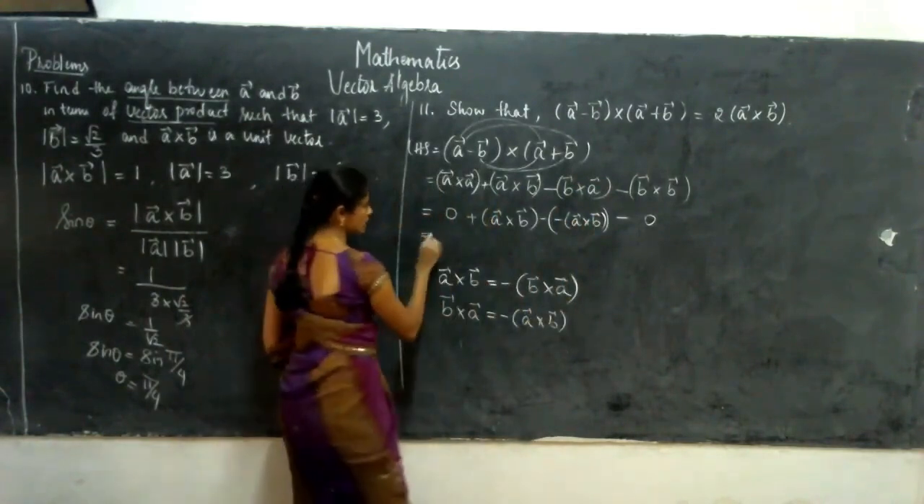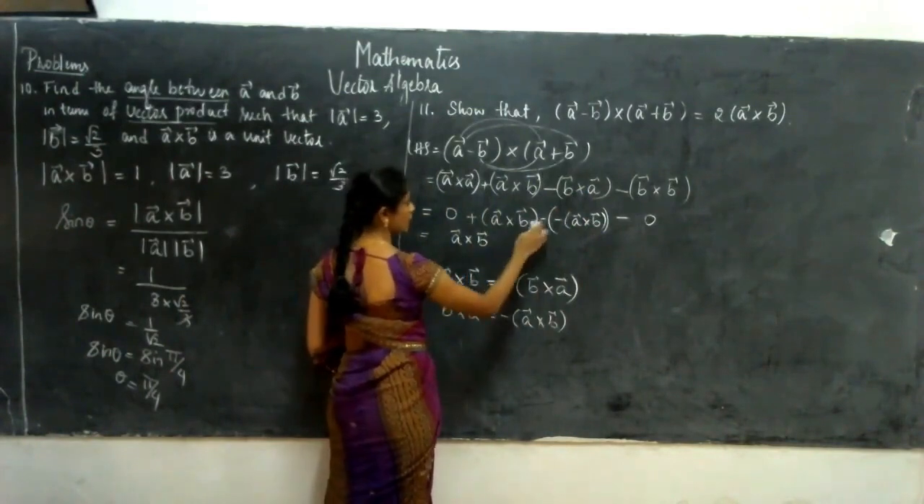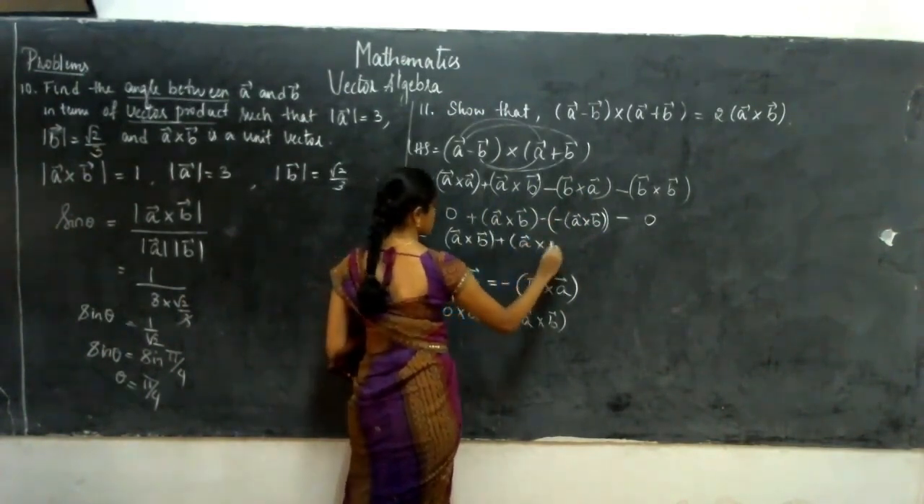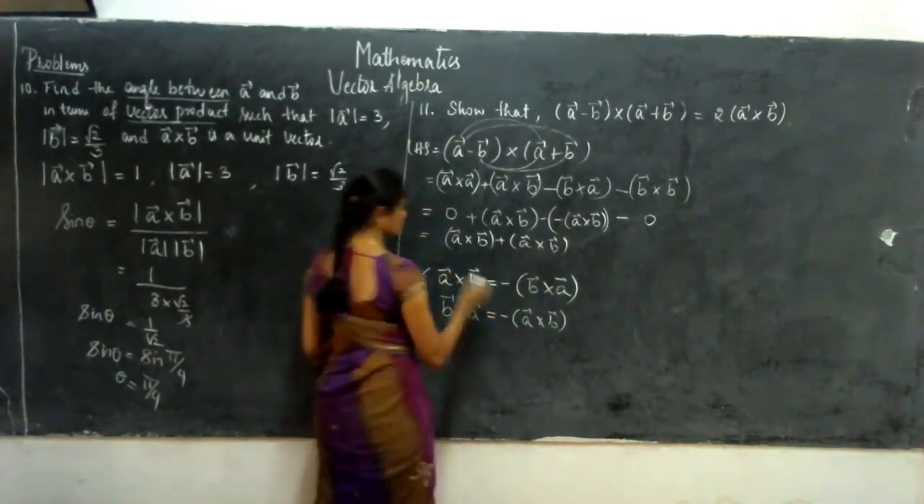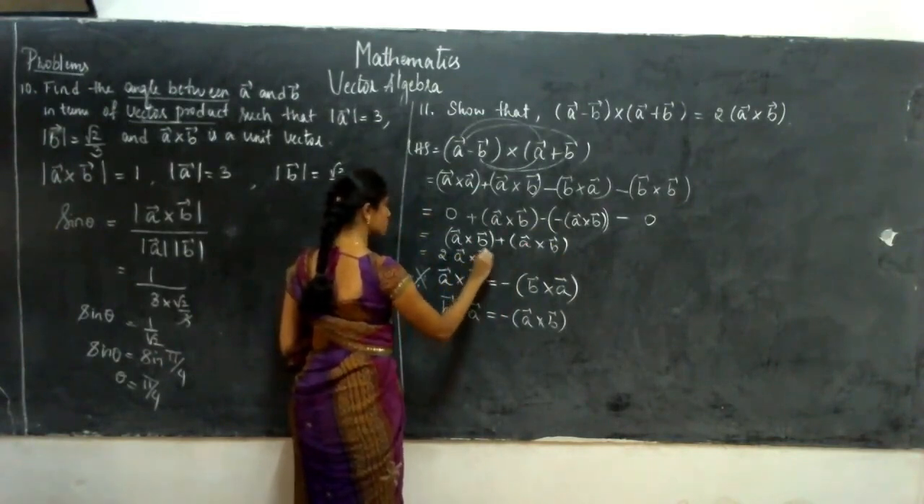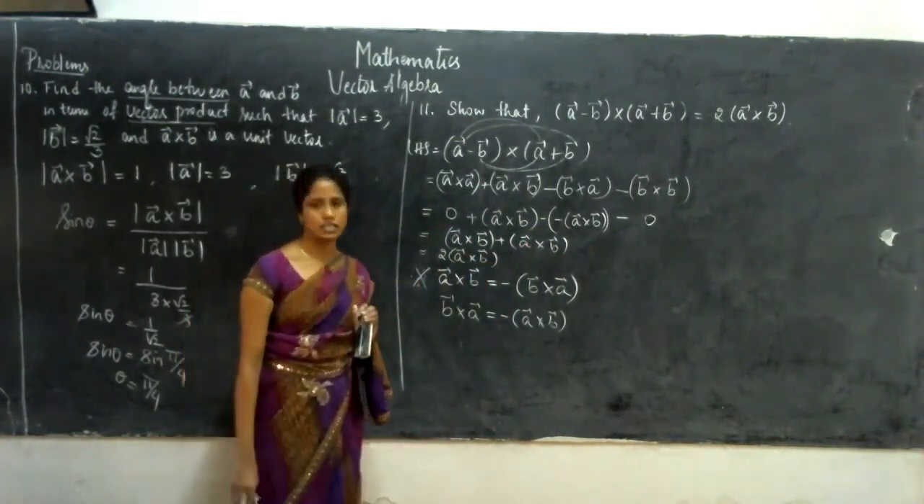So this is equal to A cross B, minus into minus plus, A cross B. So what is the result? It is equal to 2 times vector A cross vector B. So this is our required result.